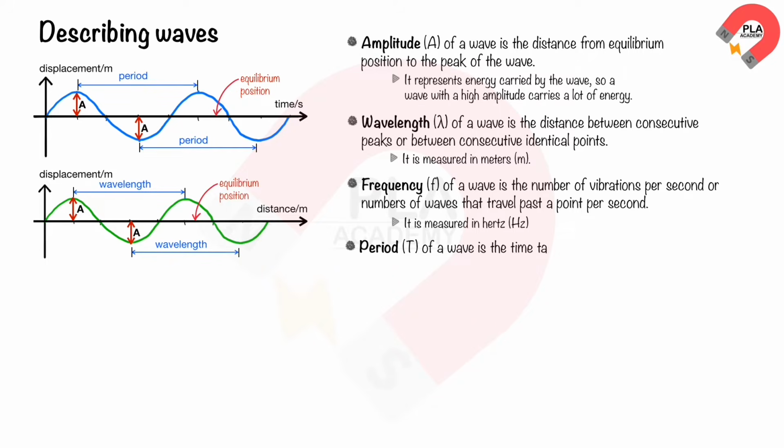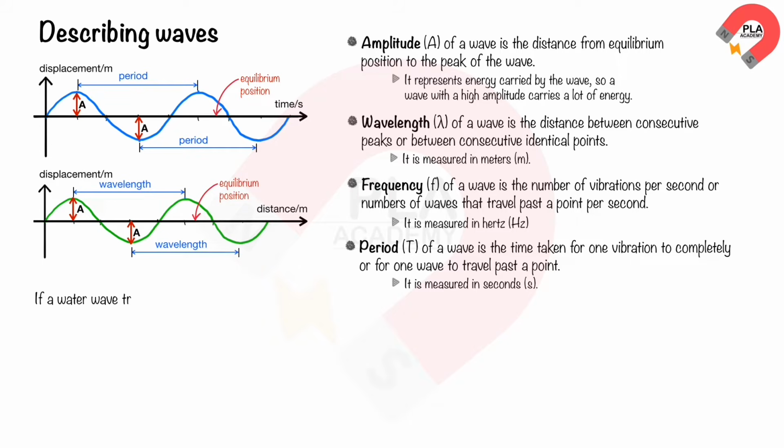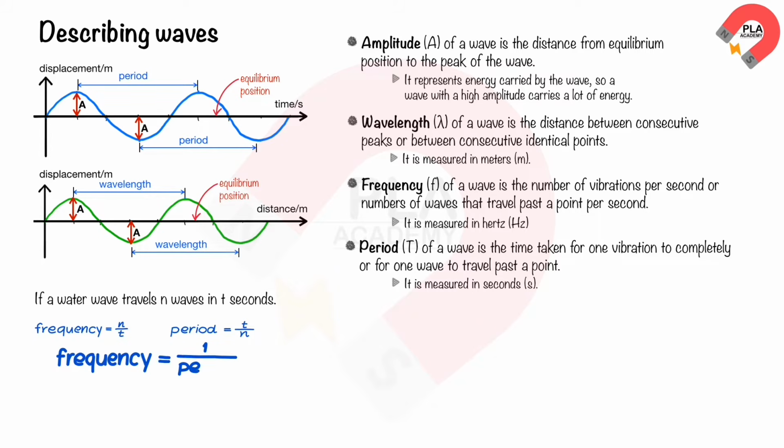Period, T, of a wave is the time taken for one vibration to complete, or for one wave to travel past a point. It is measured in seconds, s. If a water wave travels n waves in t seconds, its frequency is n divided by t. Its period is t divided by n. So, frequency is 1 divided by period.